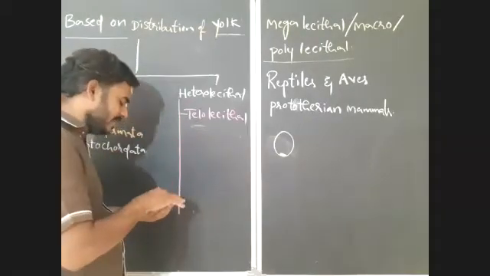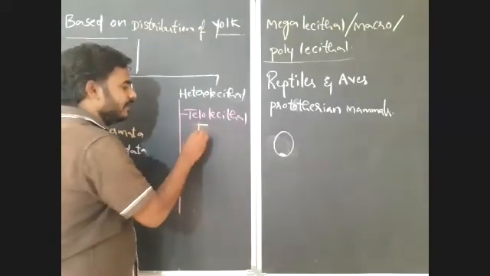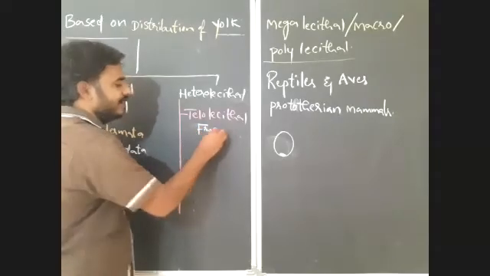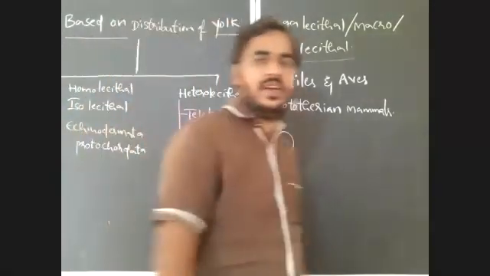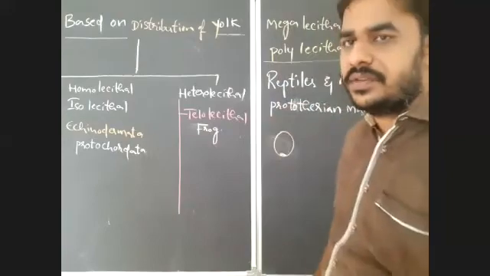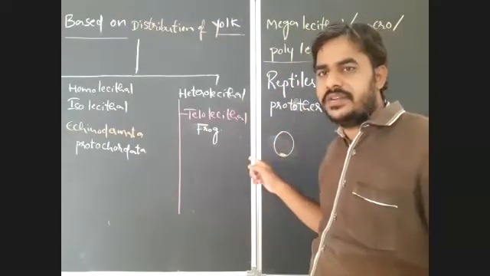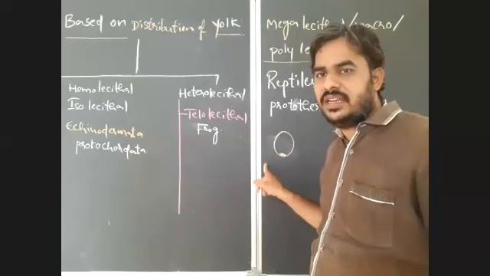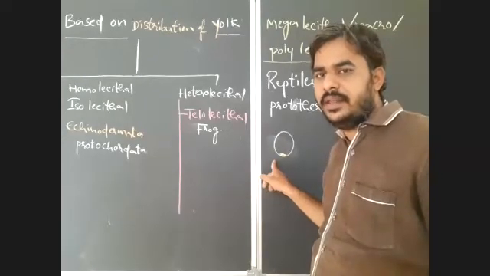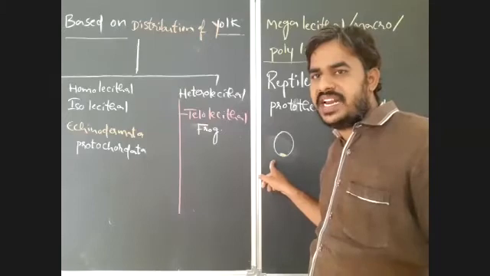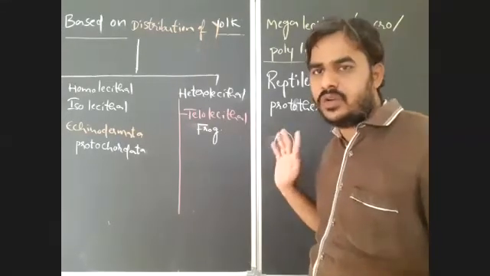For example, in frog, which type of eggs are there? That are telolecithal eggs. Telolecithal eggs are present in the frog. Is it clear? In the telolecithal, how the yolk is distributed? The yolk is located only at one end. Okay, that you have to remember.